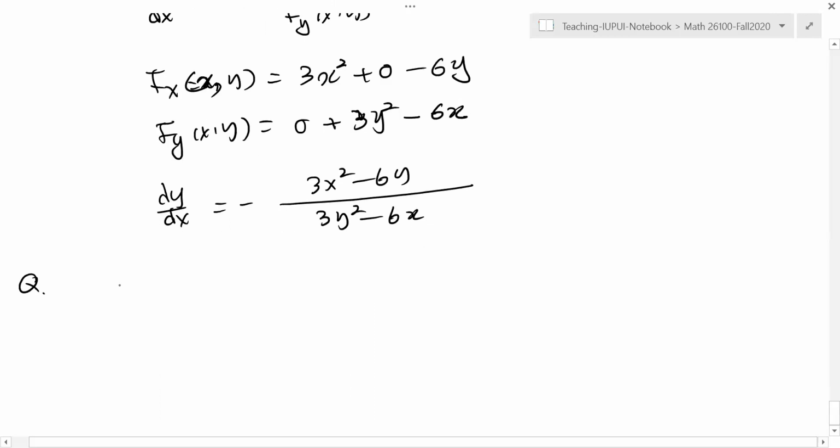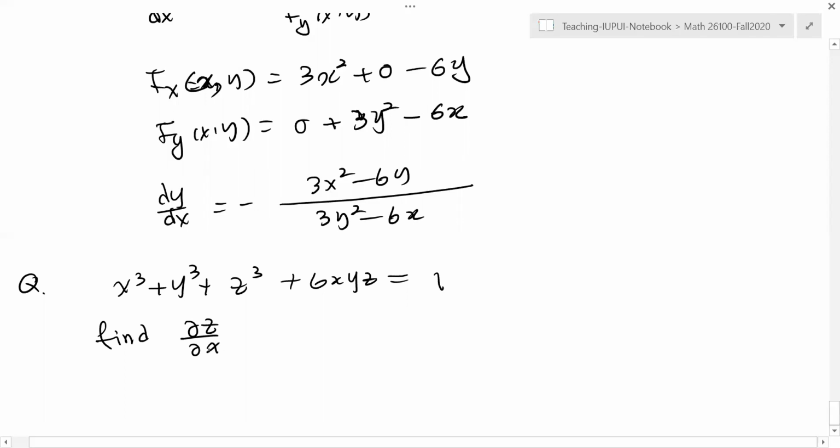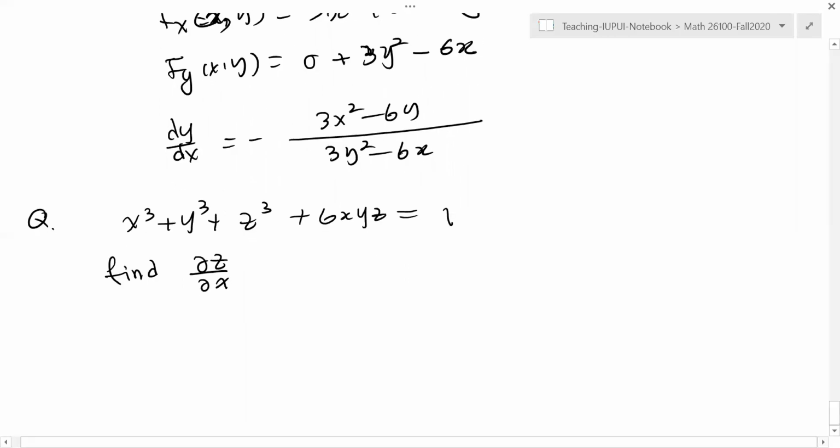So the next problem is x cubed plus y cubed z cubed plus 6xyz equals 1. We want to find the partial derivative of z with respect to x, and of course this is going to be expressed in terms of x, y, z. So x, y, z are related by this equation.